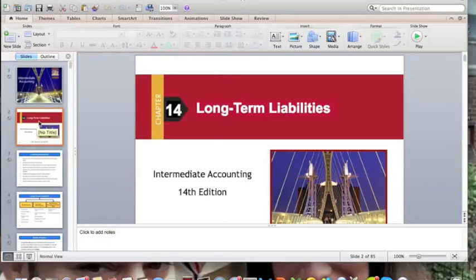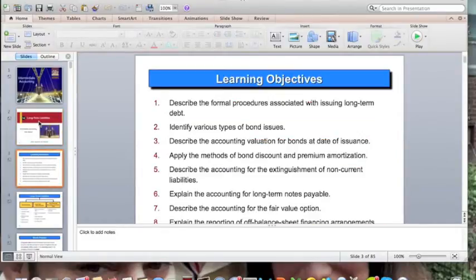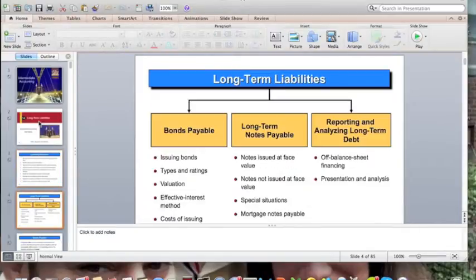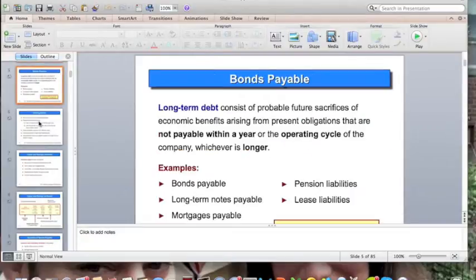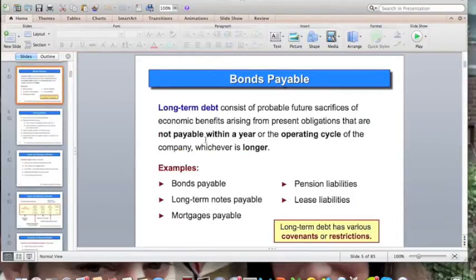So this first chapter is long-term liabilities, and we're going to go over this in this PowerPoint, including some examples. Primarily to learn this chapter, we're going to learn about the format of bonds. We're going to learn about how to issue bonds, how to calculate different types of structures in terms of payment amount, the expiration of these bonds, how much to pay, how often to pay, what the interest is going to be.